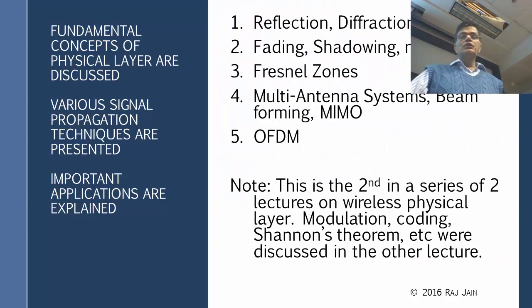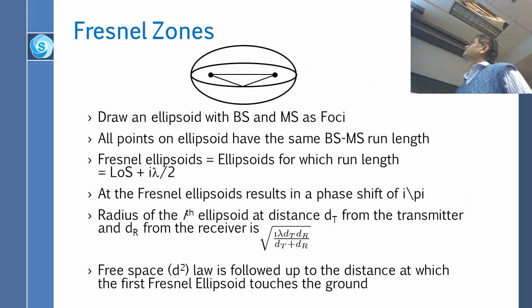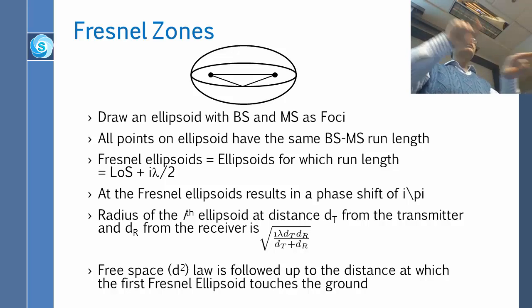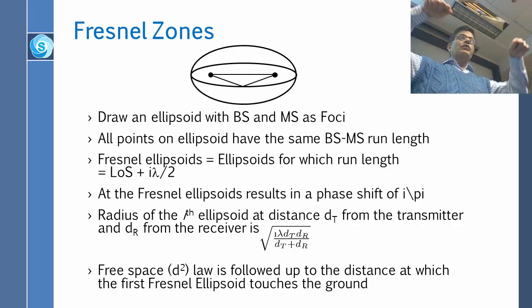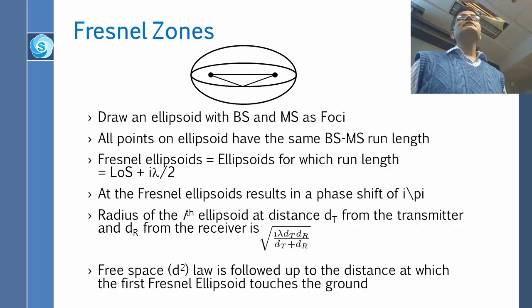Then another term we use is Fresnel Zones. If this is the transmitter, base station, BS, and MS, mobile station, is the receiver, if you were to plot an ellipse with those two as the focal points, you know how to draw an ellipse? Some of you must have drawn one in high school using a string. You can put two pins, take a string, and put your pencil around, and you can get an ellipse, right?